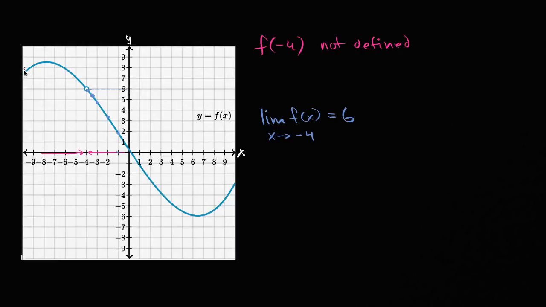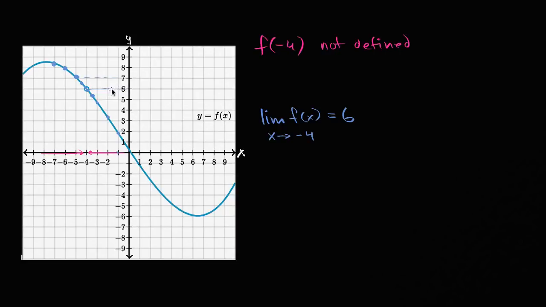And let's see if that's true from the other direction, from values less than negative 4. So this is f of negative 7, f of negative 6. This is f of negative 5. It looks like it's around 7. This is f of negative 4.5, f of negative 4.1, f of negative 4.01, f of negative 4.000001. It looks like it's going to be a little bit more than 6.